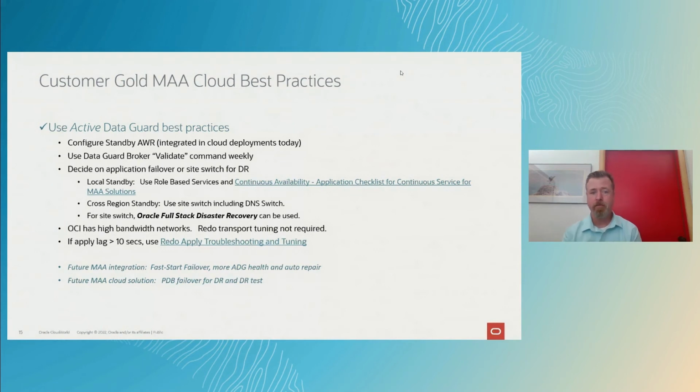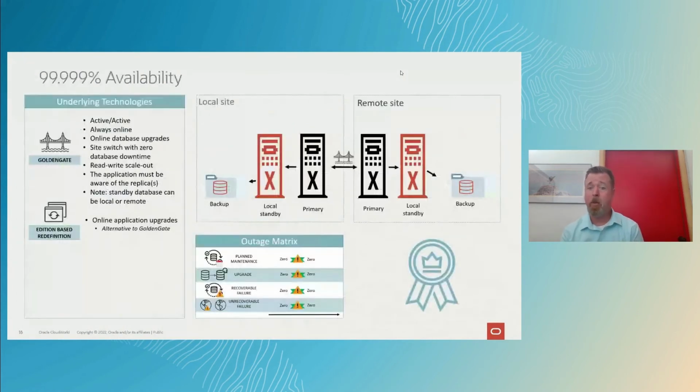And that brings us up to our five nines. So our Platinum tier is building on everything else. At this point, we're trying to get to zero across the board. And there's a lot of tricks to do that. First of all, the technology that's used there. And we do have an alternative, which I'll talk about in a moment. But GoldenGate is the primary technology that we recommend here.